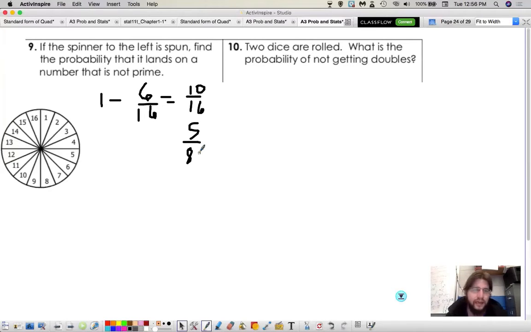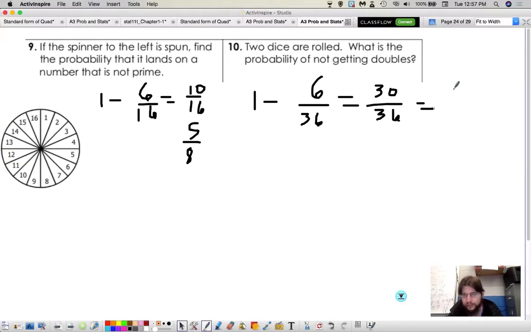Okay. Again, we've got 2 dice being rolled. It says, what's the probability of not getting doubles? Well, getting doubles is easy. You could get double 1, double 2, double 3, double 4, double 5, or double 6. And whenever it says dice or die, we're going to assume a standard 6-sided die unless it otherwise says, okay? So 6 out of 36, that's doubles, but we want not doubles. 30 out of 36, which is 15 out of 18, which they all have 3s in them. 5 out of 6.